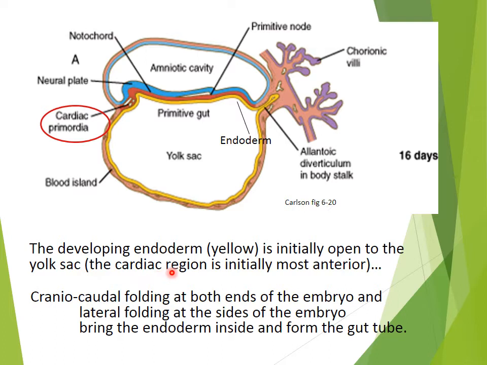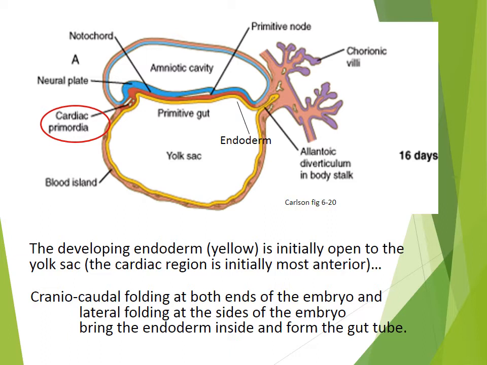So what is going to happen in the 4th week of the development? During the 4th week of the development, there is craniocaudal folding, and because of this craniocaudal folding of the embryo, which is at both ends of the embryo, along with the lateral folding at the sides of the embryo, it brings that endodermal lined yolk sac to incorporate inside into the embryo, and that's how it is helping in the formation of the gut tube.